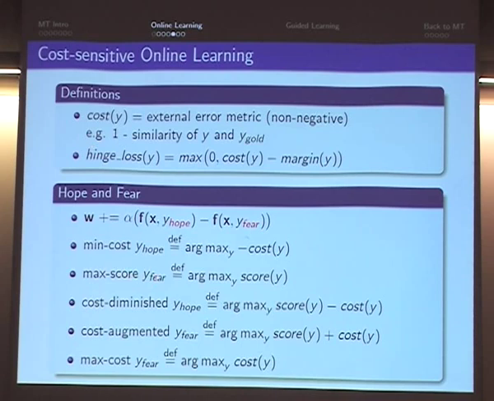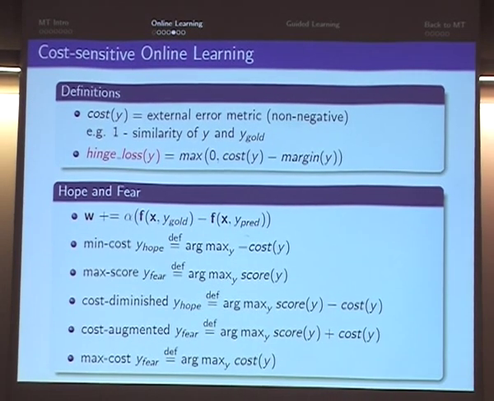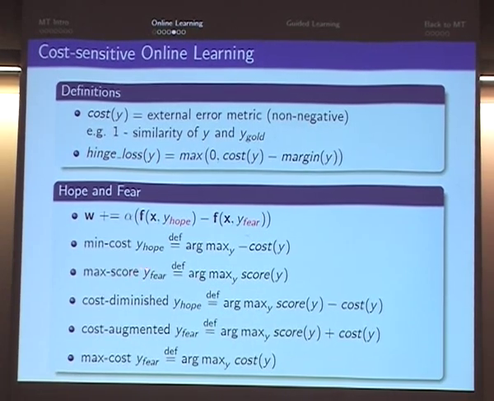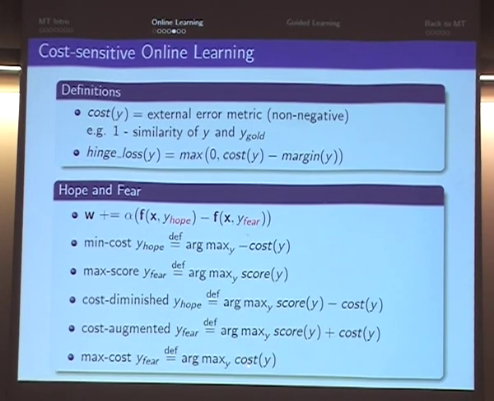And actually, this definition of fear, the hypothesis with a maximum score, is the same as before, what I called the predicted hypothesis. But you can define hope and fear also in different ways, and it leads to different algorithms. Actually you can combine almost any hope with any fear hypothesis, so you have a number of algorithms resulting from this. So what's the idea of cost-diminished hope?